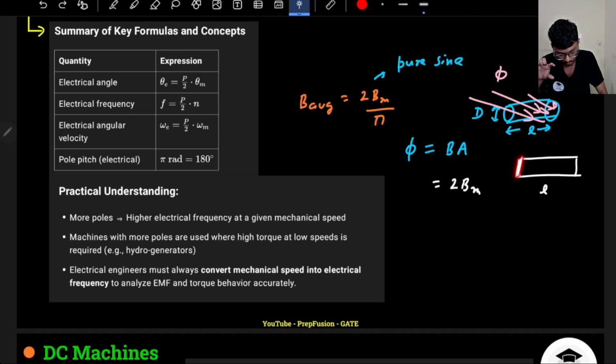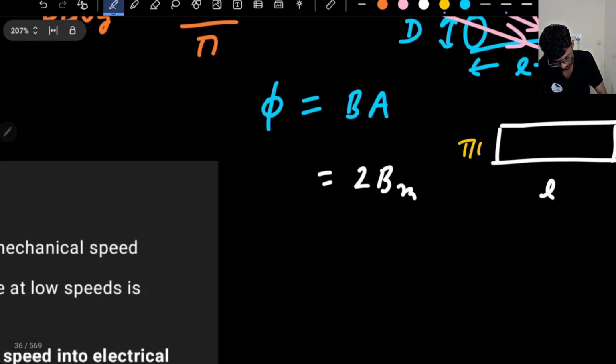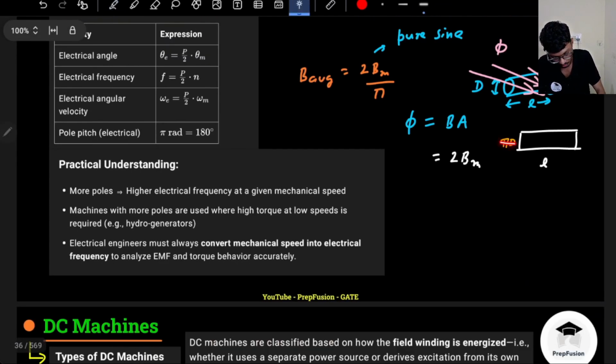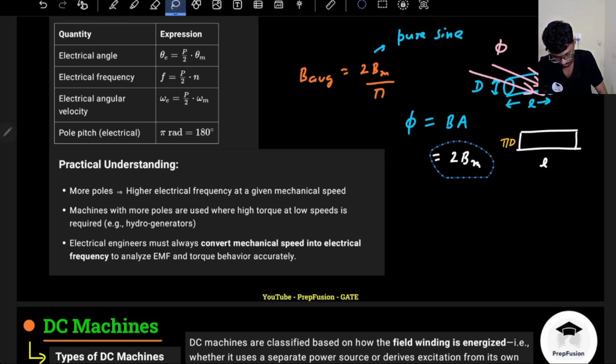What is the breadth? It is the circumference of the cylinder, so it is basically equal to pi d. This will be pi d. So the flux lines are cutting all over, like in this 3D diagram, all over the surface area of the cylinder, right?